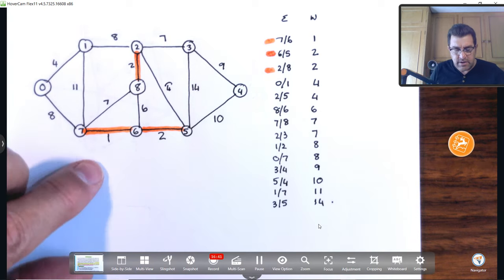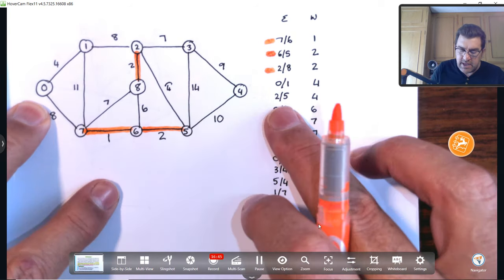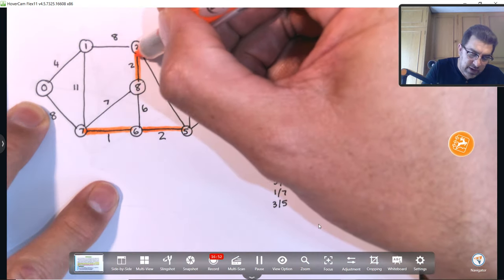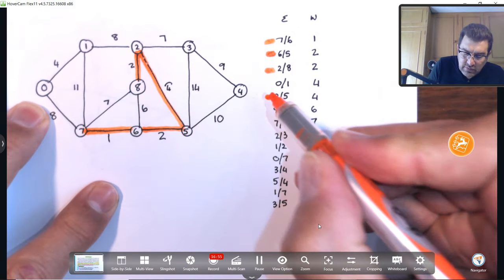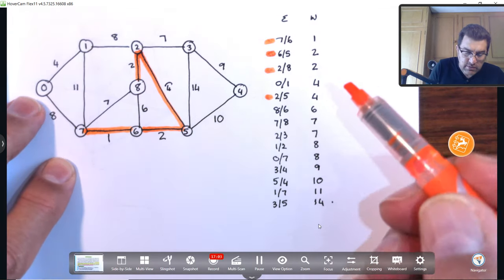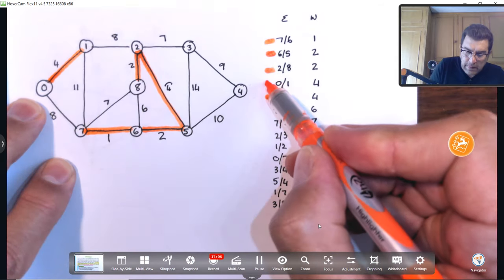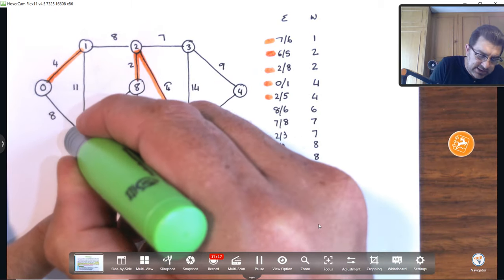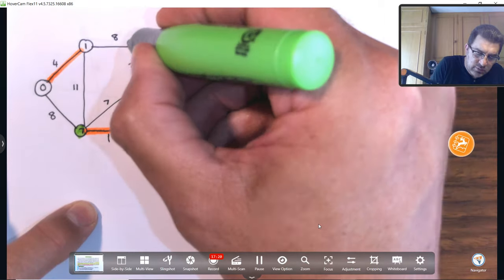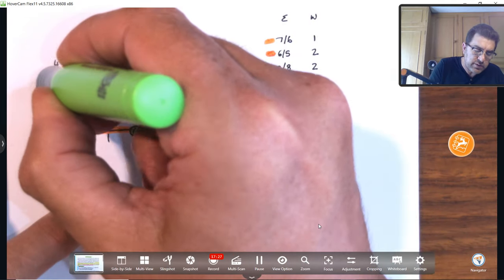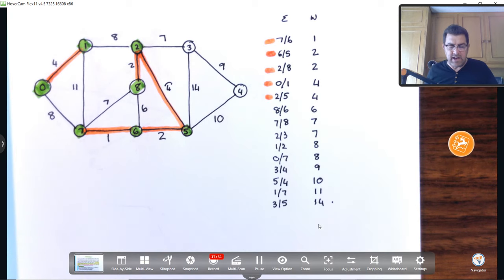We go to 4, which is 0, 1. Now 0, 1 lies over there, and 2, 5 is also a 4, and 2, 5 lies over there. Not one of them forms a cycle, so I'm going to include 2, 5, and I'm going to include 0, 1, which also has a weight of 4. So far we're fine. Now I just want us to look at the vertices we've included so far. Let's highlight them. We have vertex 7, we've got vertex 8 in, we've got vertex 2, we've got vertex 6, we've got vertex 5, we have 0, and we have 1 in it. Okay, so we have a choice now.